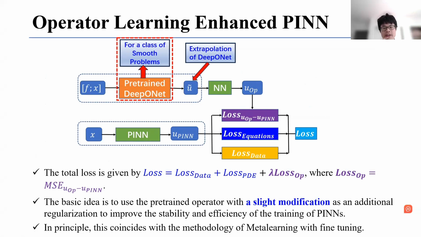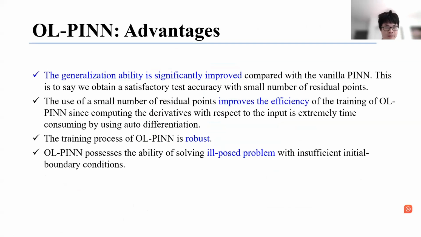Oh, I see. Okay. You're right. This is a neural network to be trained. This is also a network to be trained. So we train two neural networks. Okay, thank you.